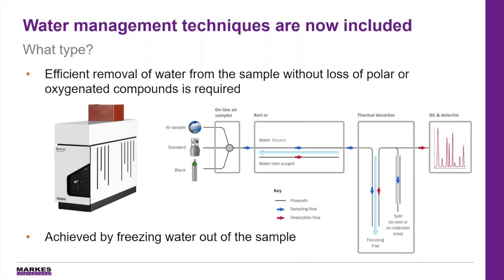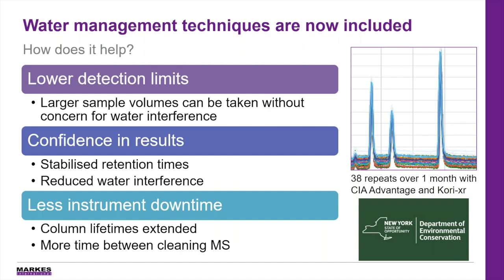Now, efficient water removal from the sample is achieved by freezing the water at -30 as it passes through the Cori. So if we can see on the schematic, the air, standard or blank, all travel through the Cori. The water is then frozen at this stage, and our VOCs then pass onto the focusing trap as normal. Now, this process happens, and we don't lose any of the polar or oxygenated compounds we need to retain in this sample.